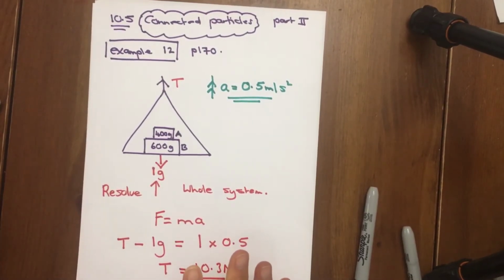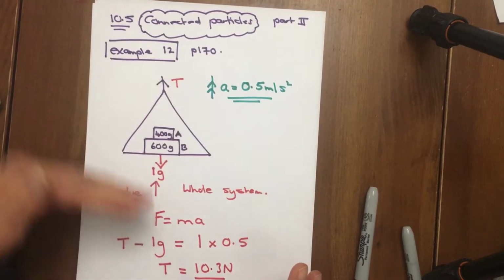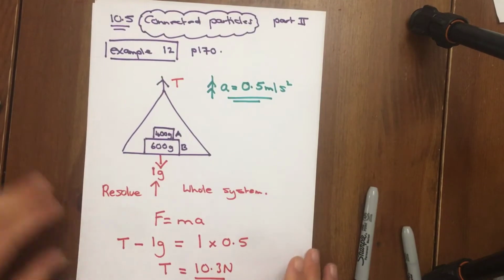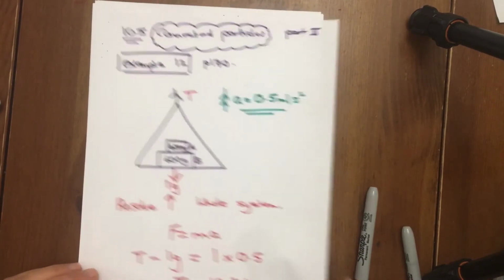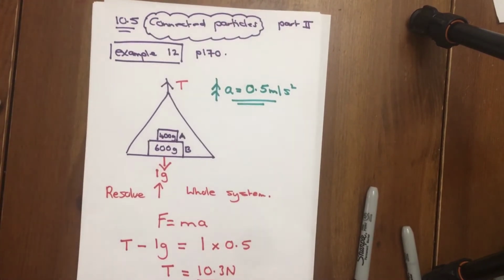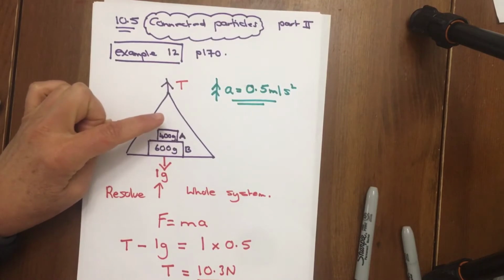So that's not the tricky bit. That's fairly similar to what we were doing in part 1, except we have to think about the force downwards as the weight. Okay? Now, next question, part B of this same example, asks to find the force exerted on mass B by mass A. So the force exerted on mass B by mass A.